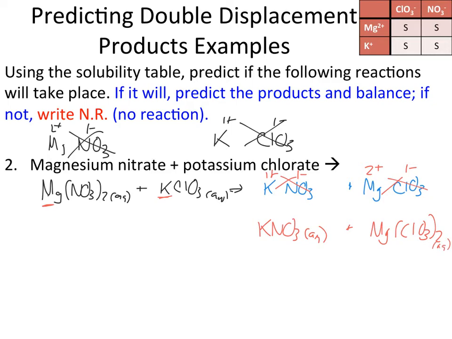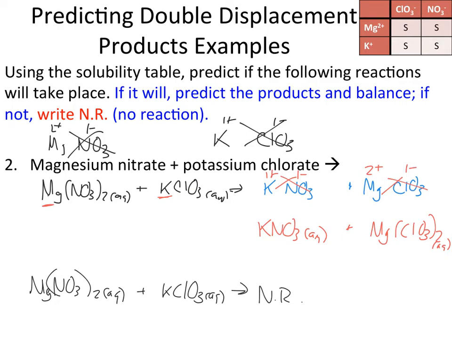Now, we have an aqueous and an aqueous reactant group. So we have both reactants aqueous, and both of our products are also aqueous. Now what this means is that there has been no reaction. There's no change in state, no gas produced, no liquid or solid precipitate produced. So the way that we rewrite this is that we'd say Mg(NO3)2 aqueous plus KClO3 again aqueous gives me NR, which stands for no reaction.